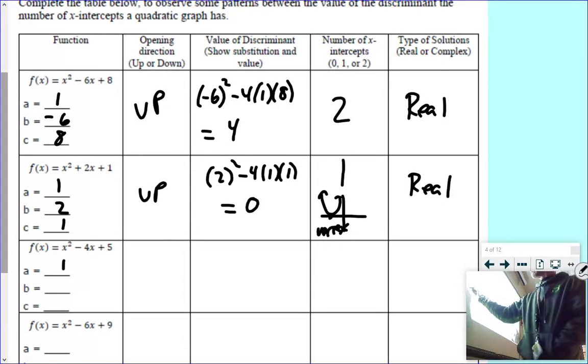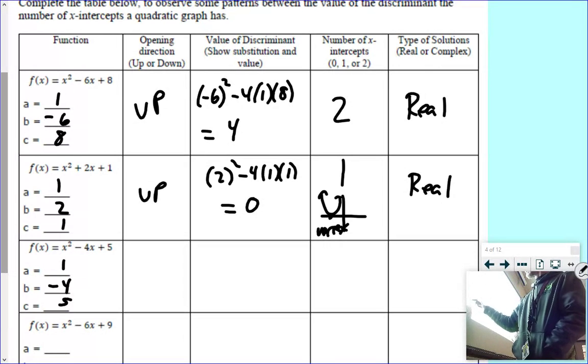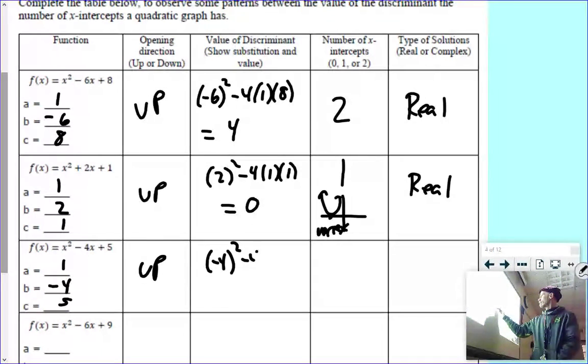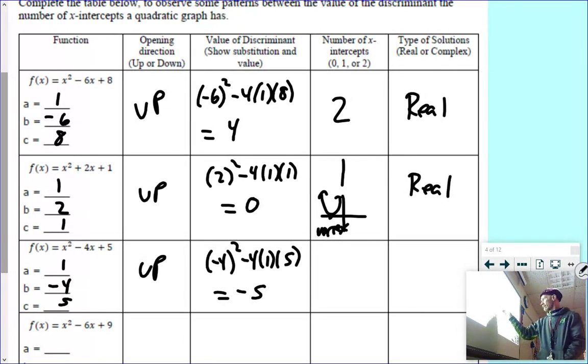Next example. It opens up again, but now if we do the discriminant, we see that the discriminant this time is equal to -5, which is 16 minus 20. If you graph this, that means you're going to see no x-intercepts. This parabola is going to be completely above the x-axis.